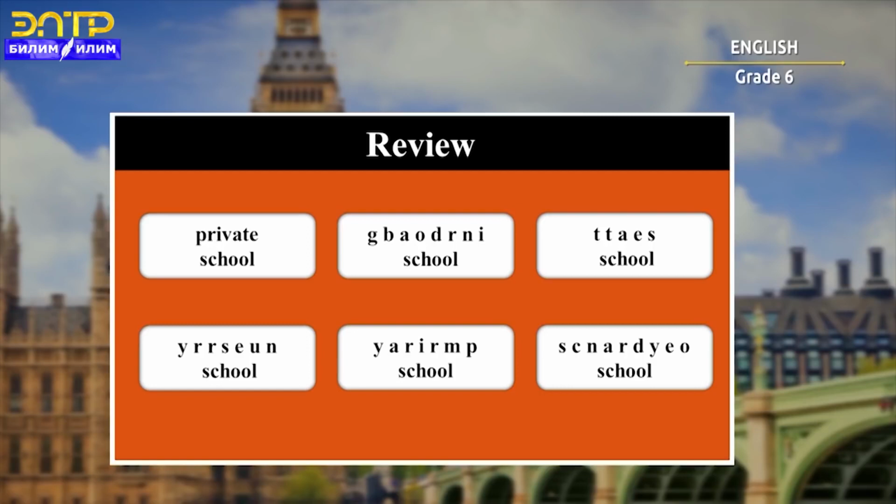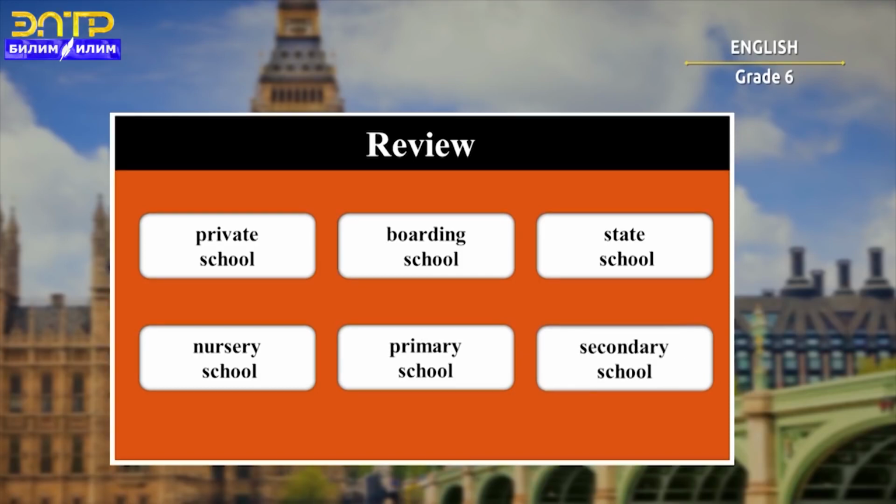Let's check your answers. What is the second one? It is boarding school. Good. Next one is a state school. Number 4, nursery school. Number 5, primary school. And the last one is secondary school. Well done, guys.